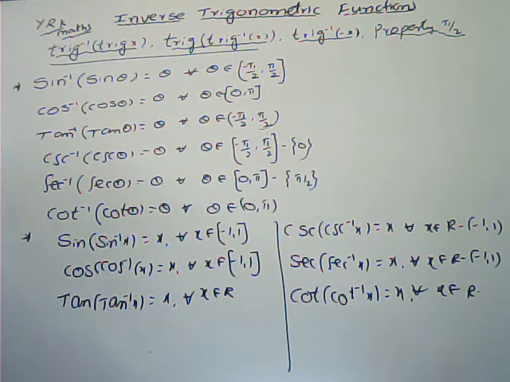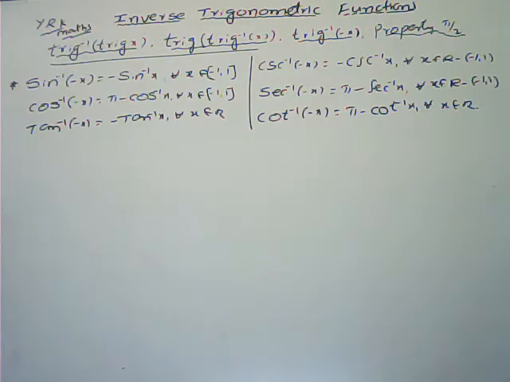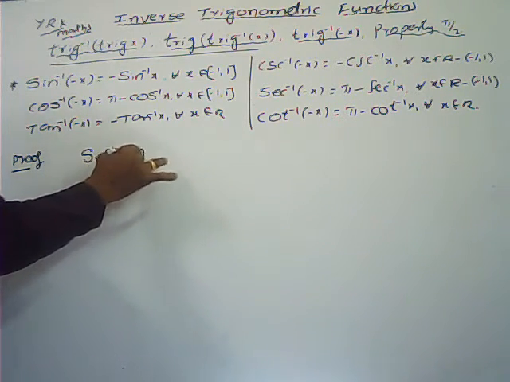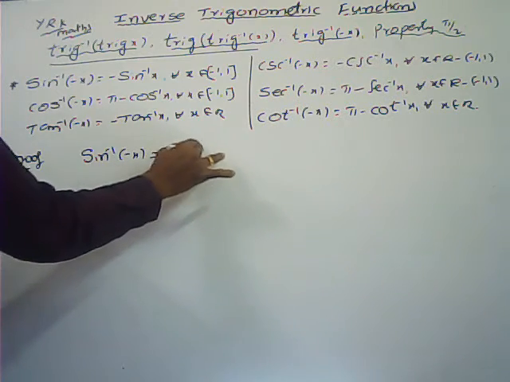Next we can discuss the trigonometric inverse of minus x. This one is very important. All the properties are very important. Here, sin inverse of minus x we can write as minus sin inverse x for every x belongs to [-1, 1]. Here we can derive this one. How to get that one? Sin inverse of minus x equals minus sin inverse x.